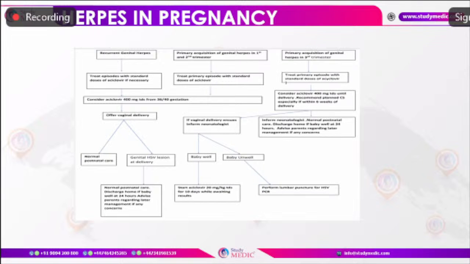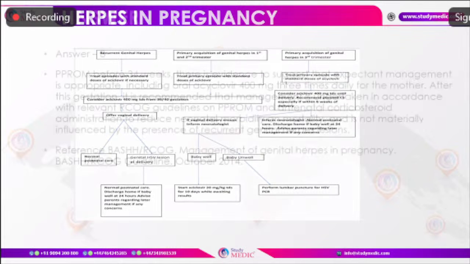What do we do if the woman has a normal vaginal delivery following a recurrent herpes, or there was a primary herpes in the first and second trimester? We have to offer the baby normal postnatal care. However, if the woman has any HSV lesions at the time of delivery, then we have to observe the baby for 24 hours, and if the baby is well, we can discharge the baby. However, if there is any concern, they will have to return.